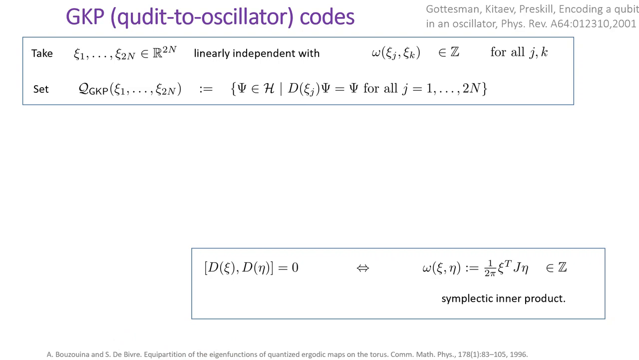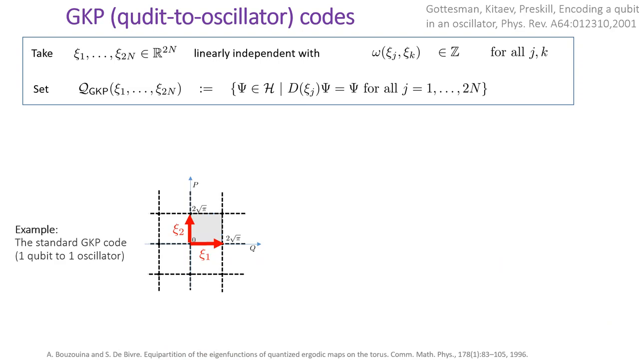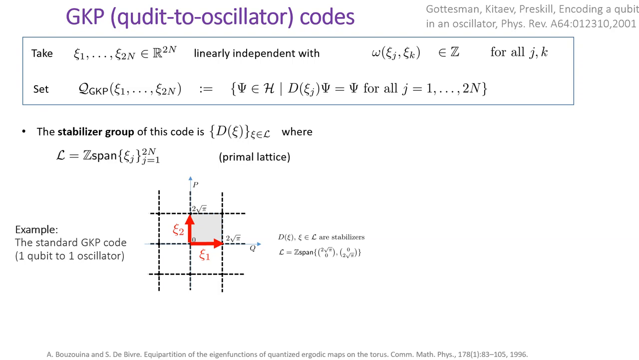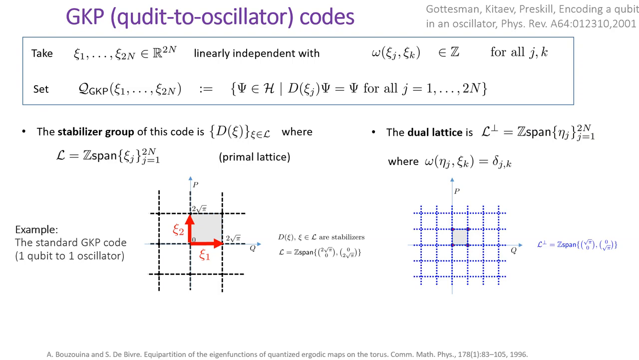Here's an example. If we pick these two vectors in the phase space, we end up with what I call the standard GKP code. This encodes one qubit into an oscillator. The stabilizer group of this code corresponds to a lattice, which we call the primal lattice. The dual lattice is defined by a symplectically orthogonal basis and is shown here for the standard GKP code.